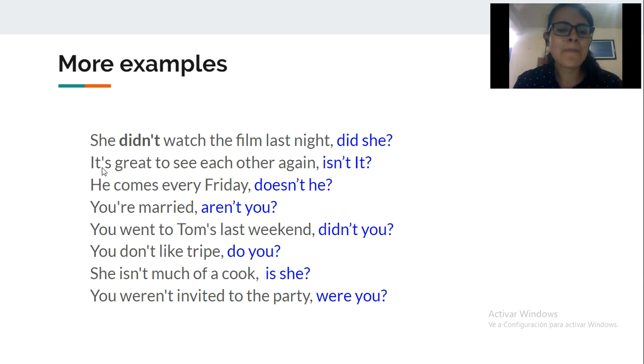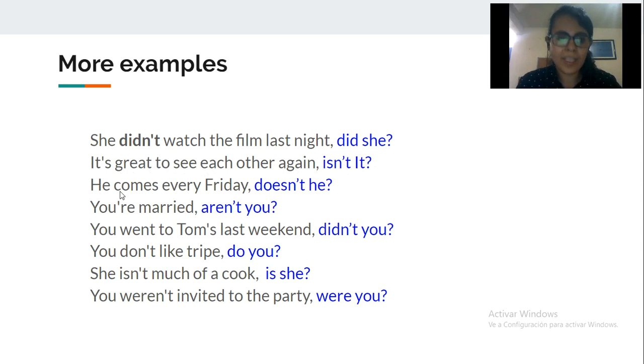Okay, and then we have, it's great to see each other again. Check here. Here is my verb to be. So the sentence here is in present and I have the verb to be. Now I have to think. My question tag has to be in negative because this is in affirmative. So what is the negative of is? Isn't. And then what is my subject? It. It's great to see each other again, isn't it?